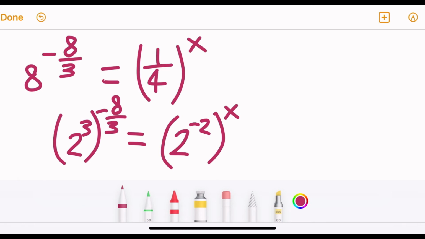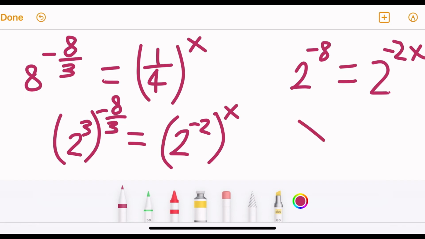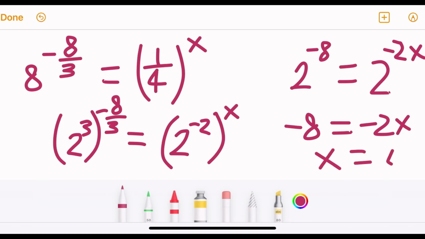Because we have a bracket, we're going to multiply these two straight away. So 3 multiplied by negative 8 over 3, the 3 is going to cancel out. Therefore, we're just going to have 2 to the power of negative 8 equals 2 to the power of negative 2x. So x, it's easy right now, yeah? We've got an equation. Negative 8 equals negative 2x. So x should be 4.